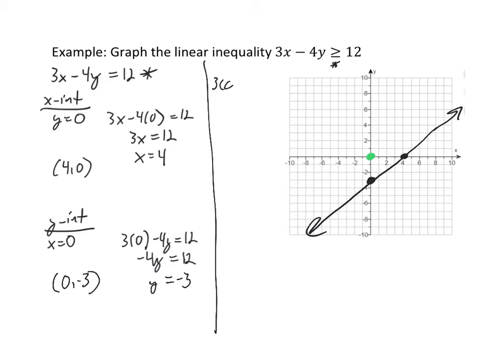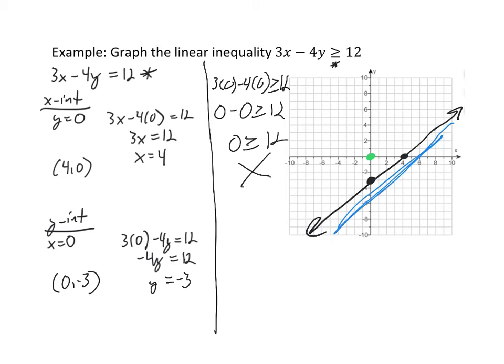So 3 times 0 minus 4 times 0 should be greater than or equal to 12. Well, that gives me 0 minus 0 is greater than or equal to 12. 0 is greater than or equal to 12. That is not true. So we're going to shade the side of this line that does not have (0, 0). We're going to shade this side, and all of these answers over here would be considered solutions to that inequality.